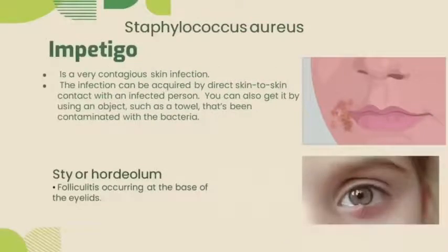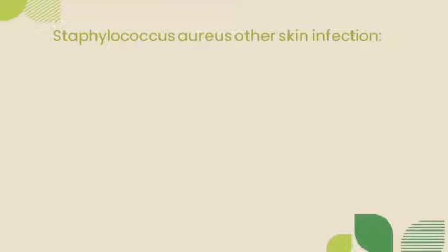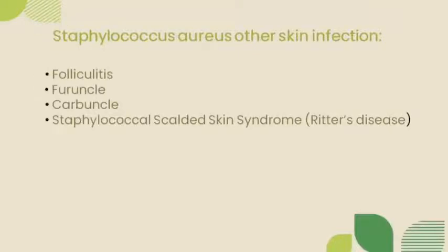Impetigo is a very contagious skin infection. The infection can be acquired by direct skin-to-skin contact with an infected person. You can also get it by using an object, such as a towel, that has been contaminated with the bacteria. Stye or hordeolum is folliculitis occurring at the base of the eyelids. Staphylococcus aureus other skin infections: folliculitis, furuncle, carbuncle, staphylococcal scalded skin syndrome or Ritter's disease.